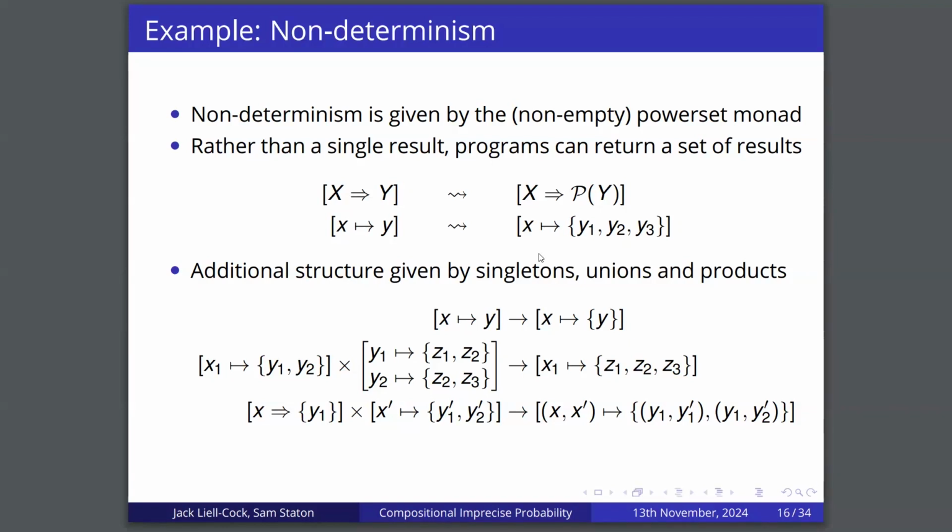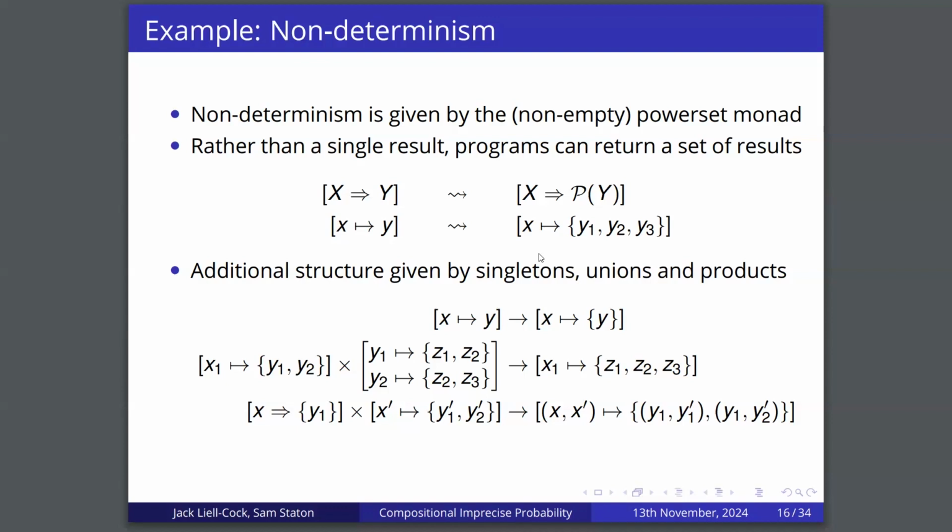Then for each outcome, we run this function again. So we run our new function on y1 and we get z1, z2. And we run it on y2 and we get z2, z3. And then we take the union of all possible results. We say every possible outcome of running these branching programs is what our composition will be. And so in the end, we get a mapping from x1 to z1, z2, and z3.